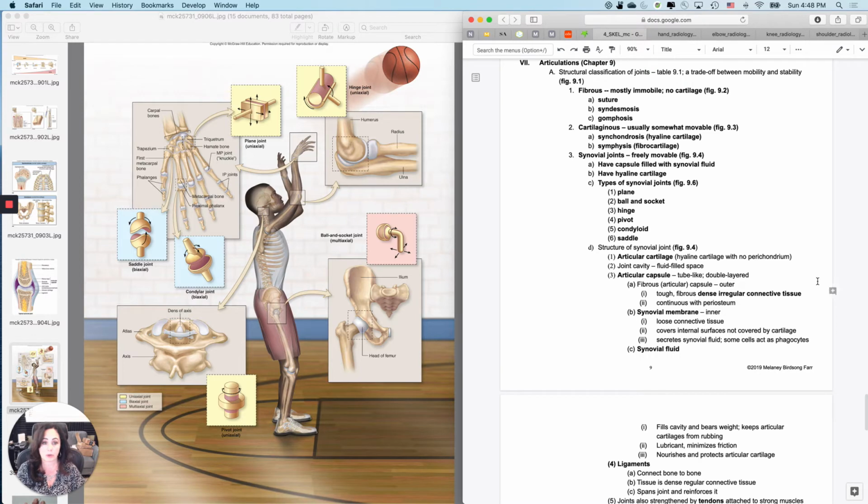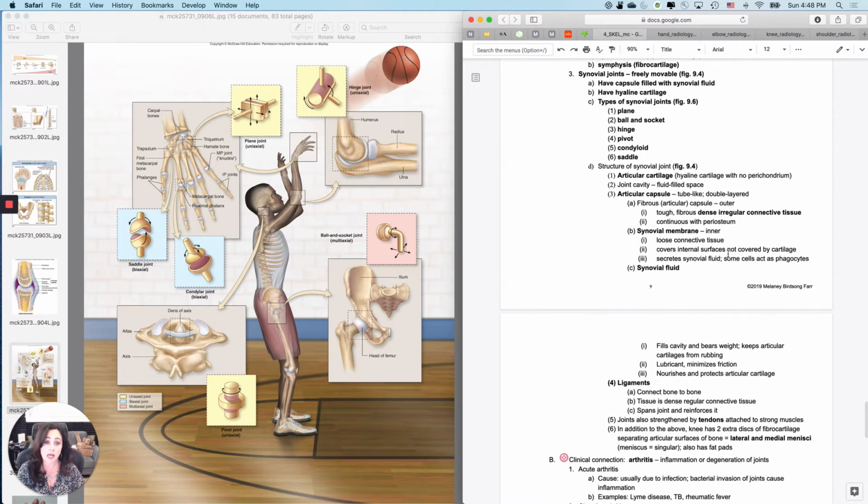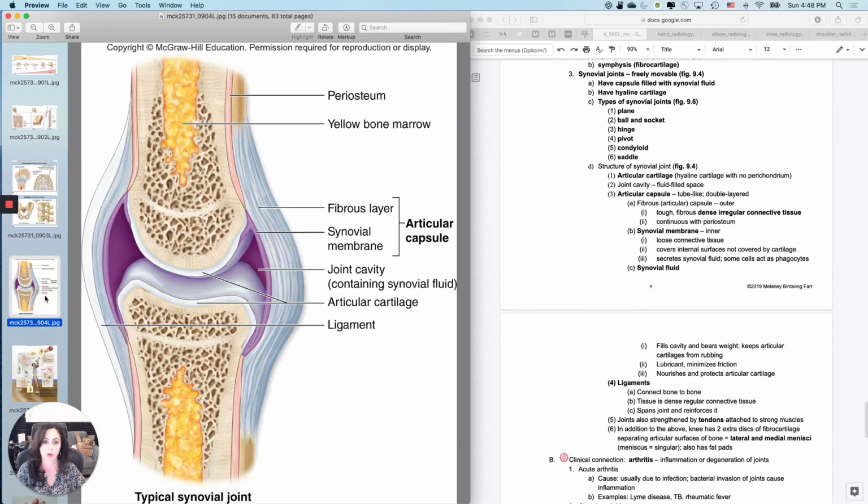Okay, so I want to look, though, at not all of the synovial joints, but the structure of one example synovial joint, so that you can see how they work. Okay, so this is any synovial joint. It doesn't really matter which one it is. So let's look at it in a little bit more detail.